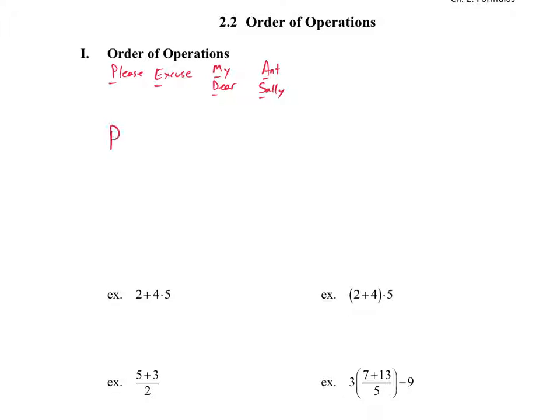So the P, I'm going to write a P real big, and then an E, and then an M and a D, one above the other, and then an A and an S. And those stand for parentheses first, and then exponents. Although we're not going to have any exponents in this chapter. That'll come a little bit later on in math. And the M would be multiplication, and then division, and then addition, and subtraction.